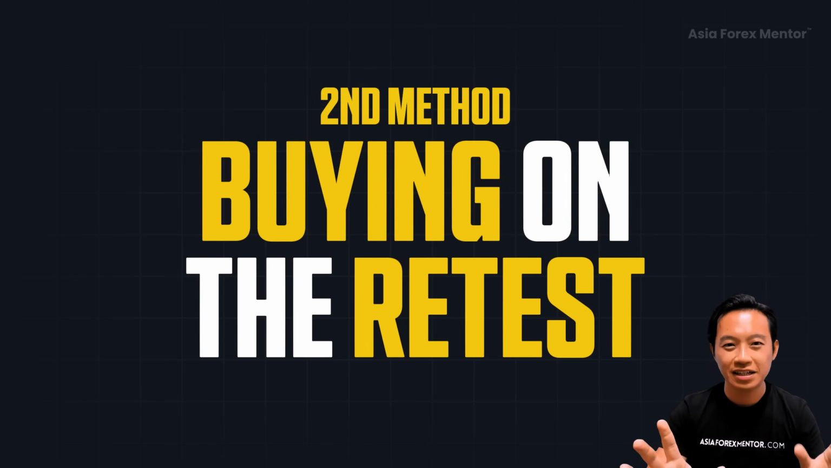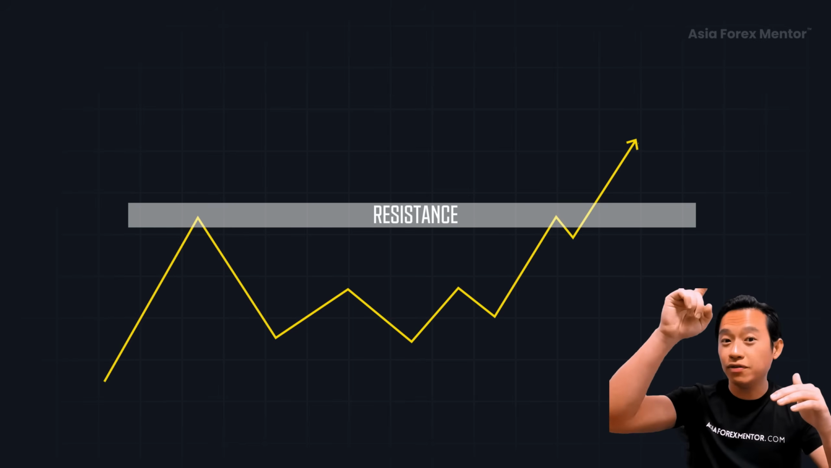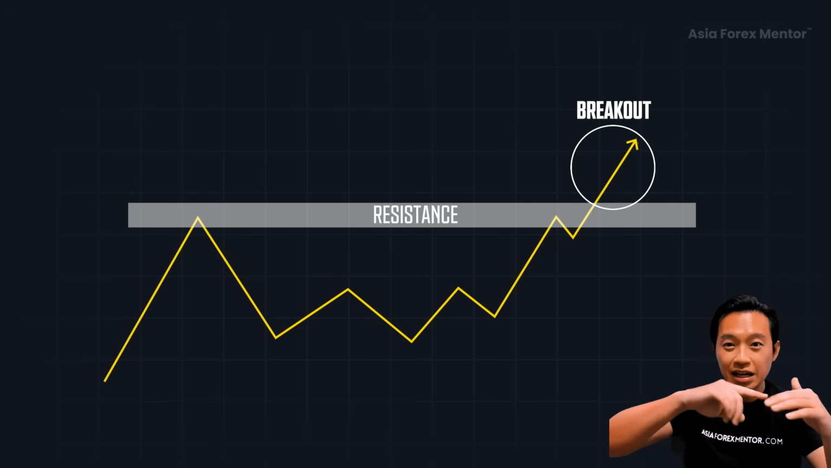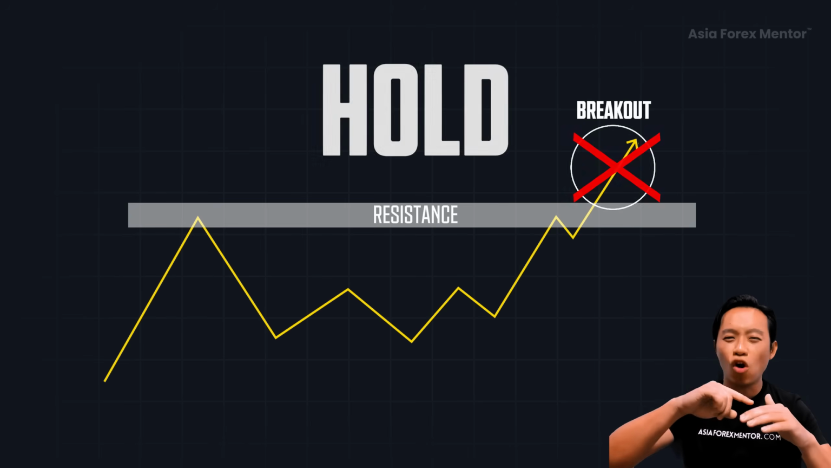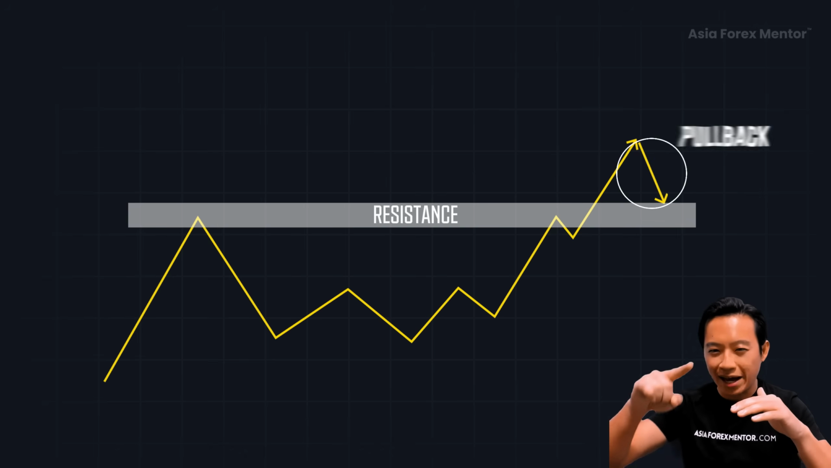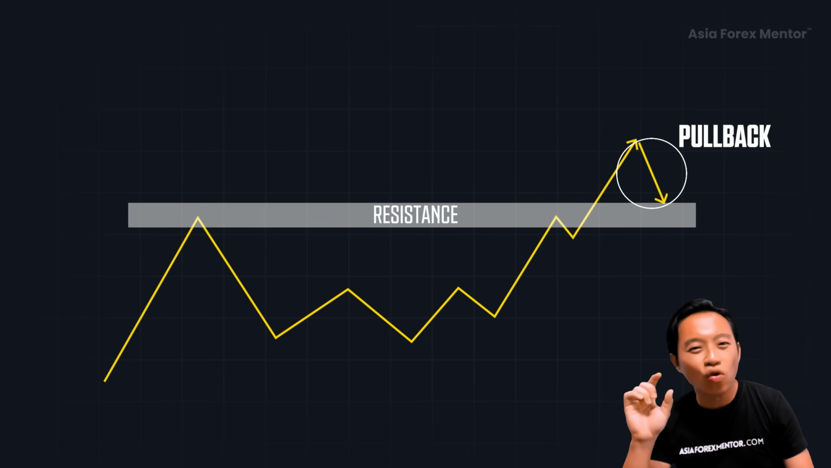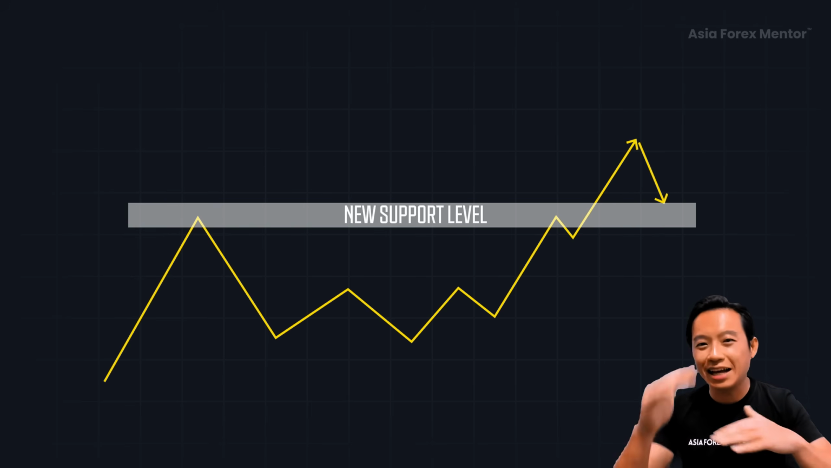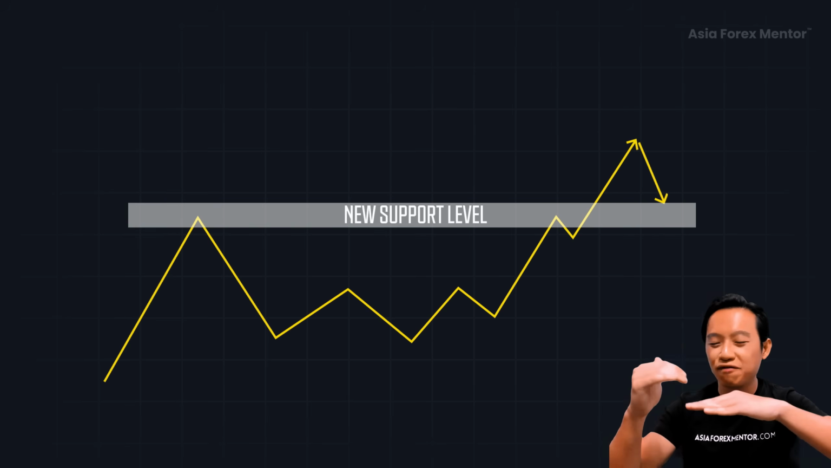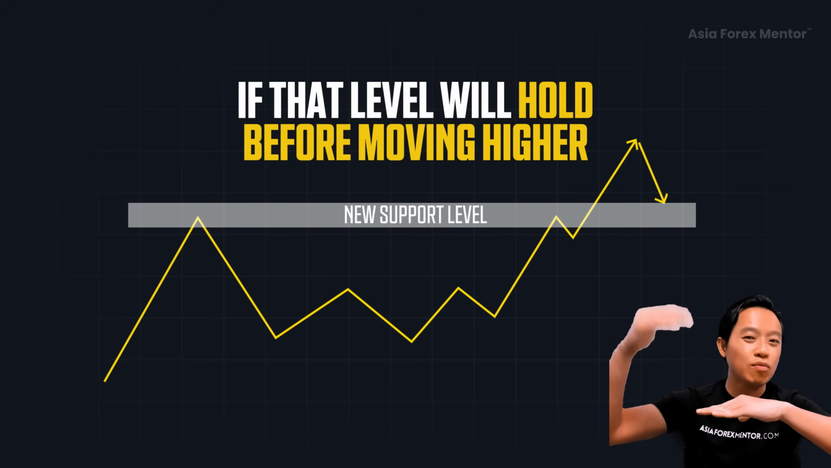Okay, so here's how it works. You wait for price to break out above the resistance level, just like before, right? Now, instead of entering right away, you hold. After the breakout, it's common for price to pull back a little bit and test that old resistance level, which now turns into a support level, right? It's like the market is trying to check if that level will hold before it moves up higher.